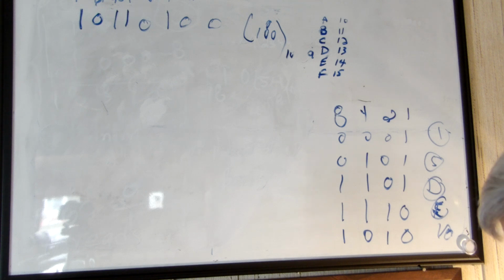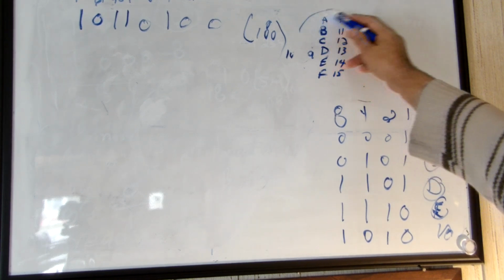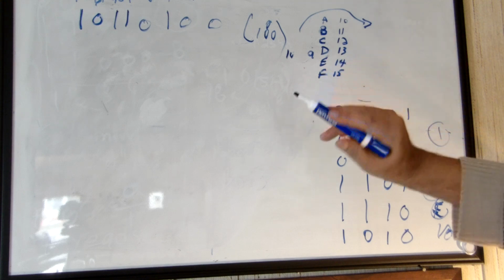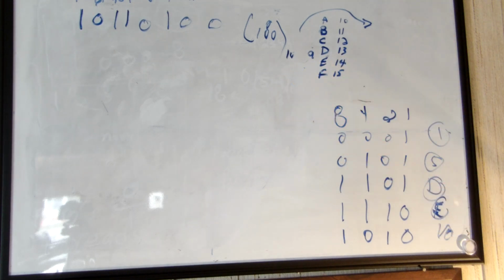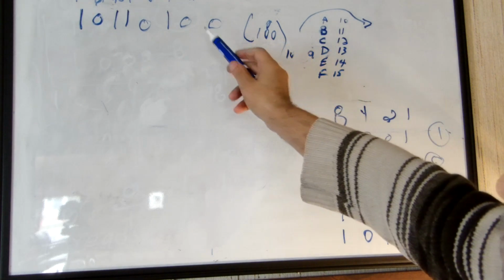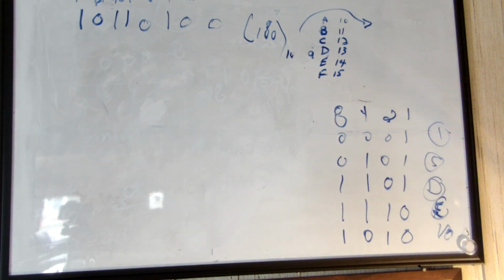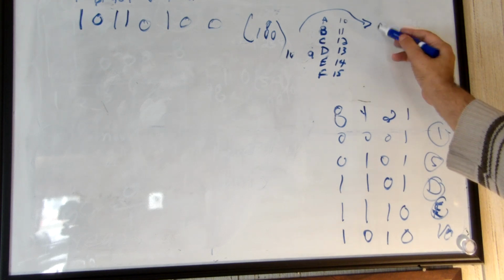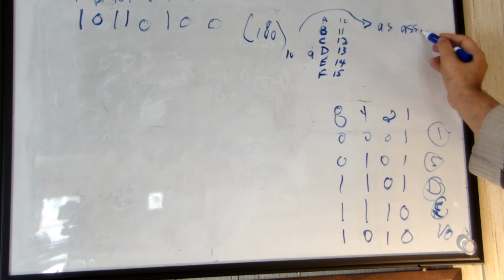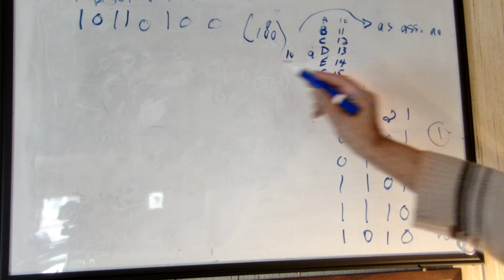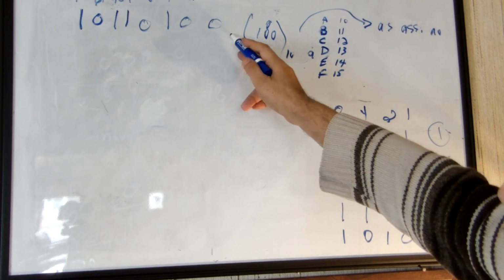This is what you call interpreted as an unsigned number. Interpreted as an unsigned number. We give you a binary number in 8 bits: 1, 2, 3, 4, 5, 6, 7, 8 bits. The binary number given as an unsigned number is going to be 180.